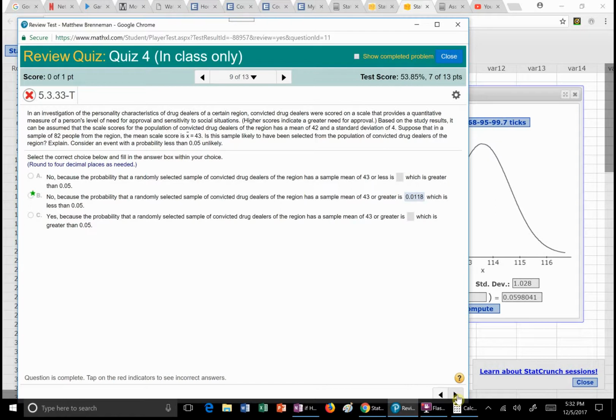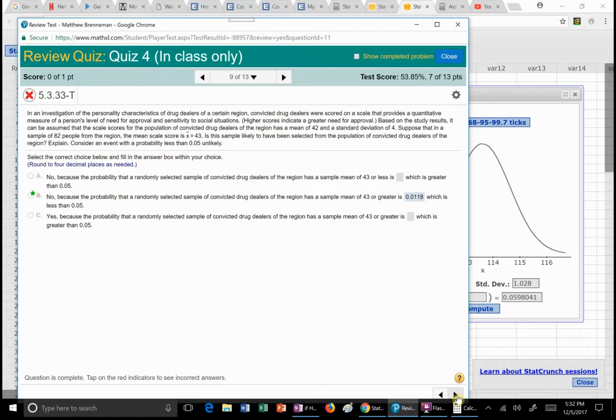And so we have 82 people in the region, and we find out that their mean score is 43. Is the sample likely to have been selected from the population of convicted drug dealers of the region? So in other words, what we know is that the mean of the region is 42 and the standard deviation is 4. We took a sample and we want to know if it's likely that they came from that region.